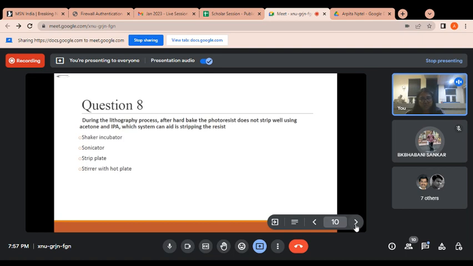So this is our next question. During the lithography process after hard bake, the photoresist does not strip well using acetone and IPA. Which system can aid in stripping the resist? This question we have directly taken from the lecture video. Which stripping process is used here? Which system is used here? Shaker, incubator, sonicator, strip plate, or the stirrer with hot plate? Please unmute yourself and try to give the answer.